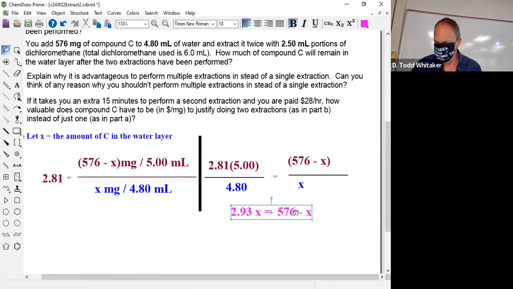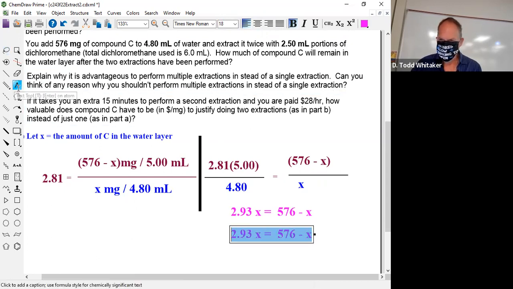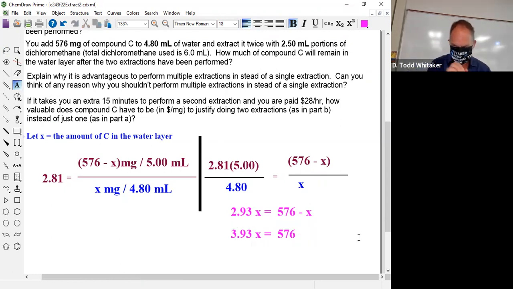Watch this magic. Tell me how I got to this stage. How did I get there? I added x to both sides. 1x to both sides. Now, give me an x. Just work it out for me. Divide both sides by 3.93. 136.67.